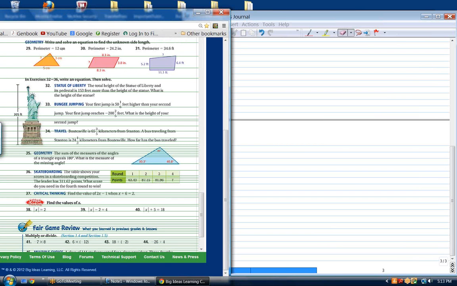So if the perimeter is 12, what equation can I write?